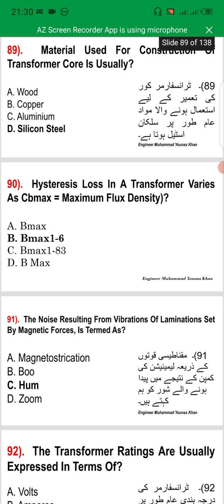Hysteresis loss in a transformer varies as B maximum, where B maximum is the maximum flux density.